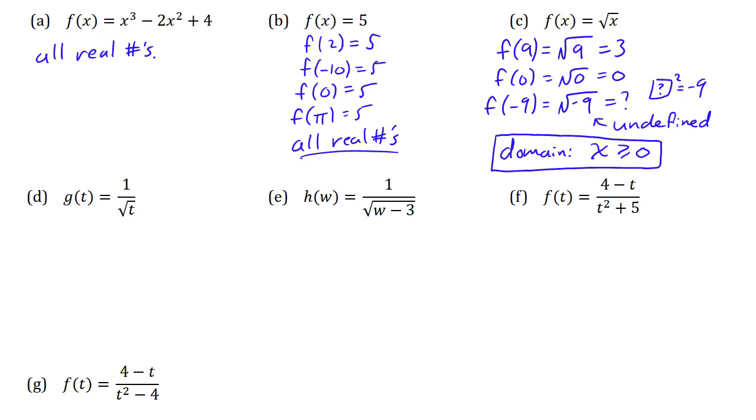Okay, how about 1 over the square root of t? So for this one, well, we know that the denominator of this fraction is not going to make sense if t is negative. So t can't be negative, because if t is negative, that would make the square root of t undefined.